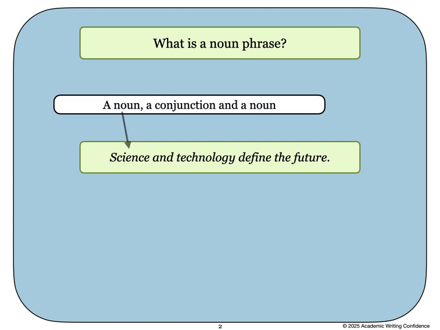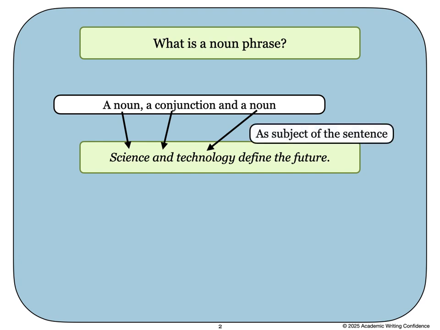Science and technology define the future. You can see here that we have a noun and a conjunction, the word and, that is followed by another noun. This is a very common type of noun phrase. In this sentence, the noun phrase is being used as the subject of the sentence.